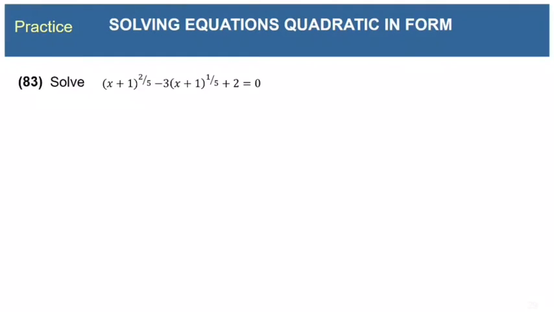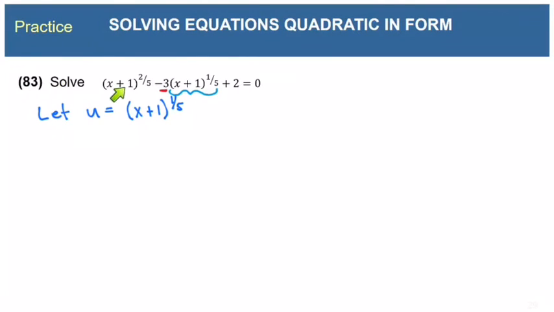So I see that our exponent here is twice as much as our exponent here. That tells me this is quadratic in form. I also see that we have a coefficient here, and that tells me that I want this expression to be my substitution. So I'm going to let u equal x plus 1 to the 1/5 power. And then u squared, of course, would be x plus 1 to the 2/5 power.